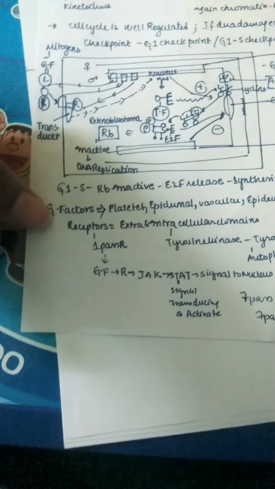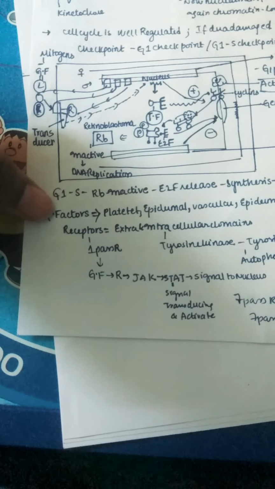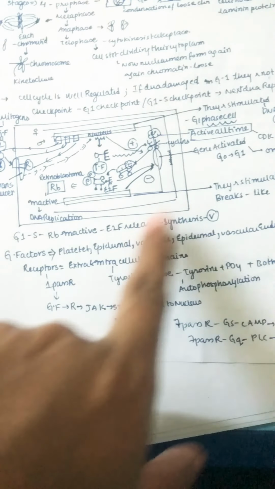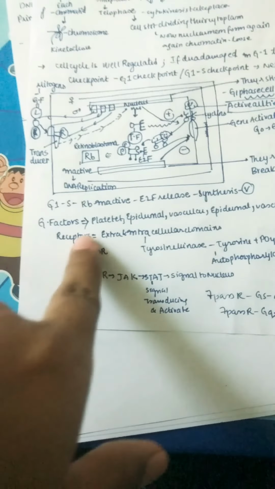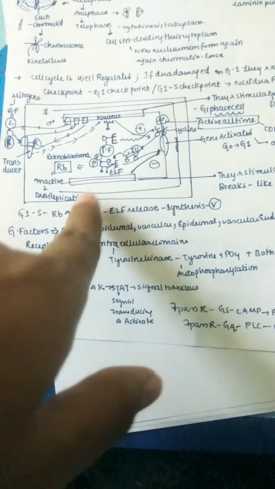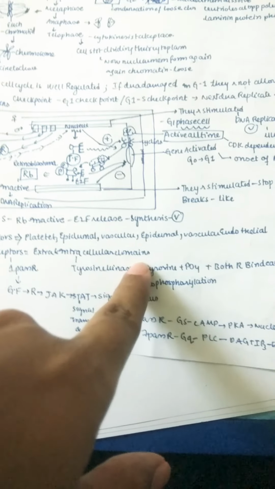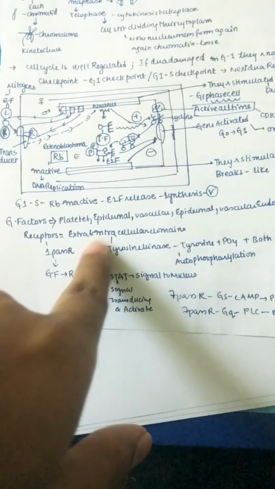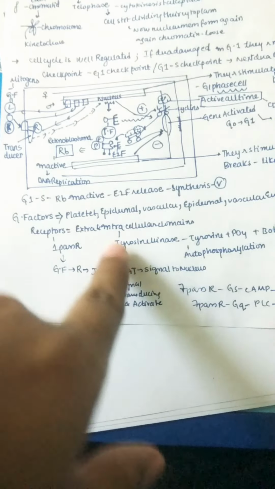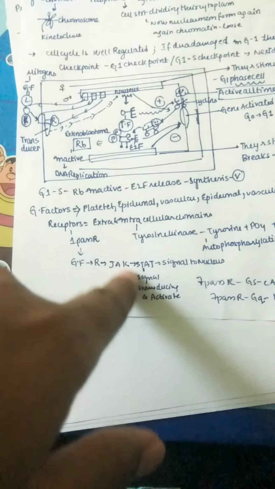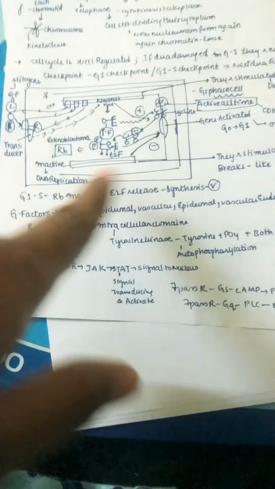For example, at G1 to S, RB is inactive, then E2F is released, then synthesis takes place. And growth factors like platelet, epidermal, vascular endothelial growth factors. And receptors have extracellular and intracellular domains. Yes, receptors, we know they have extracellular and intracellular domains. Examples, we have one pass receptors, etc.